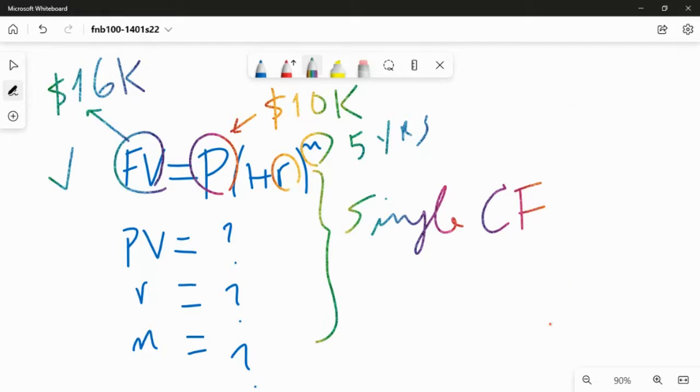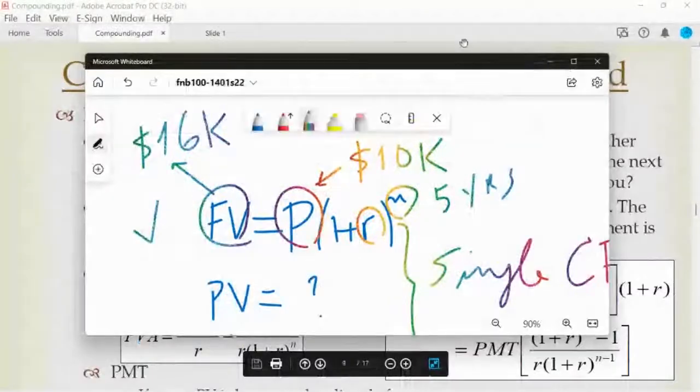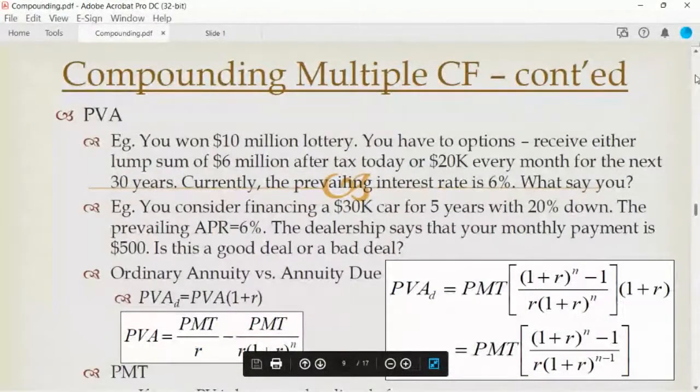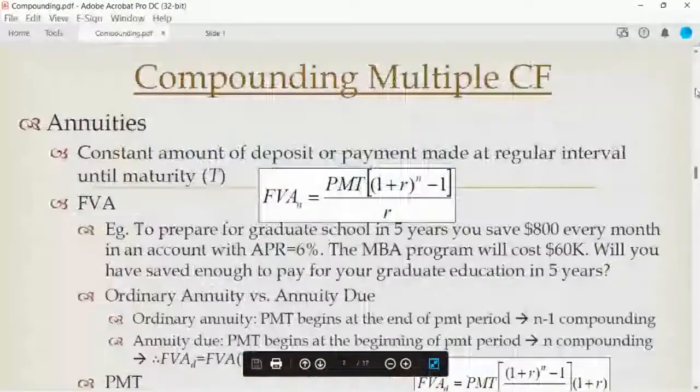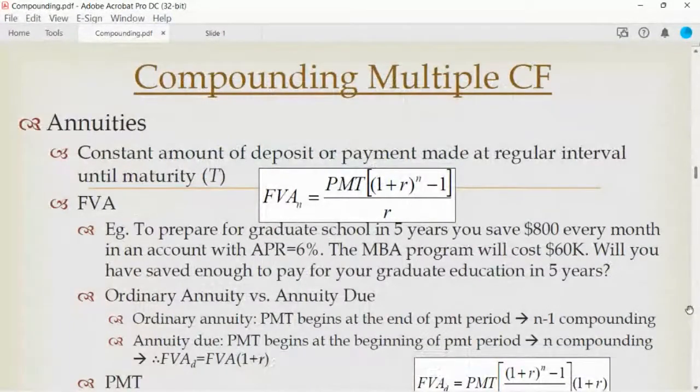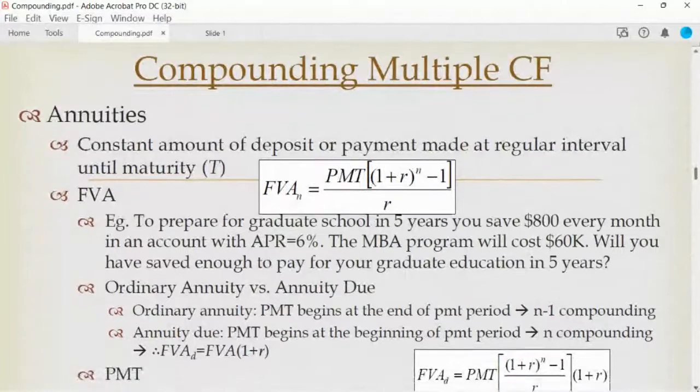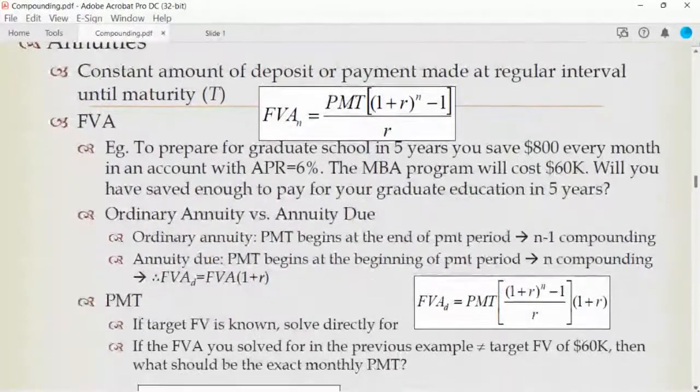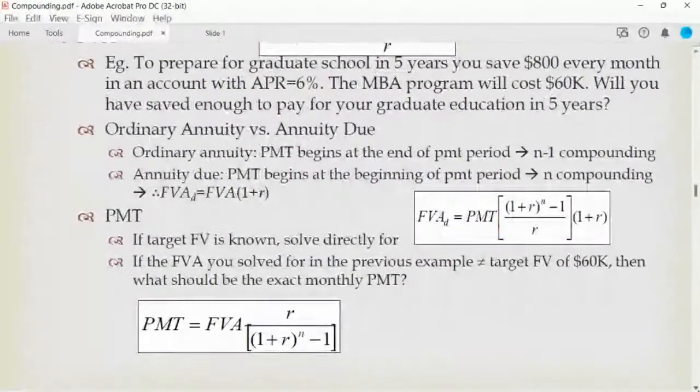So that's the multiple cash flow model. As an example, let's take a look at this one. Suppose you are planning to go to graduate school in 5 years.